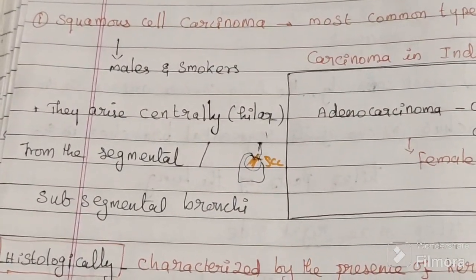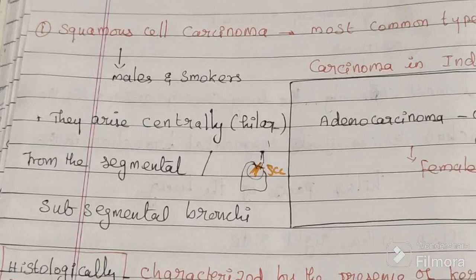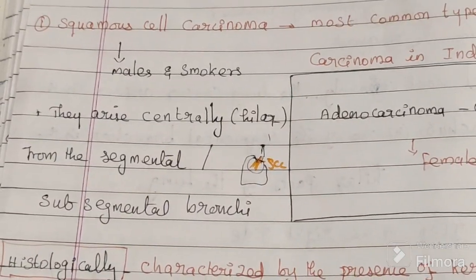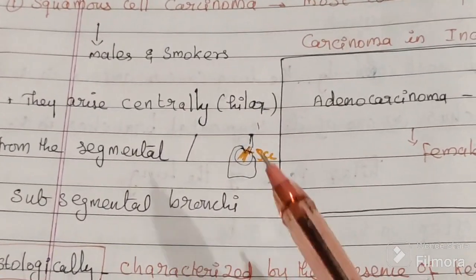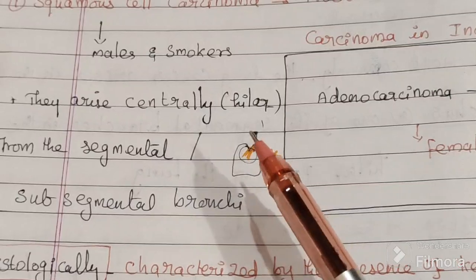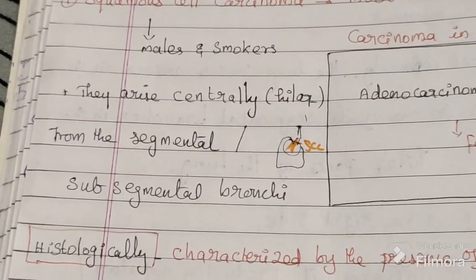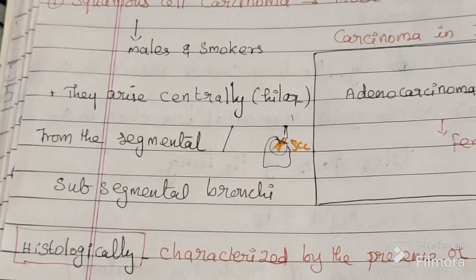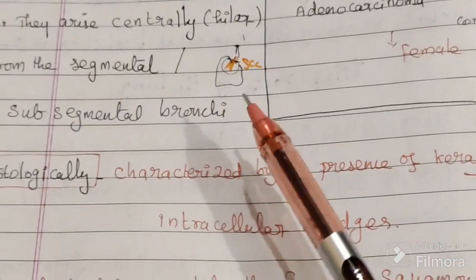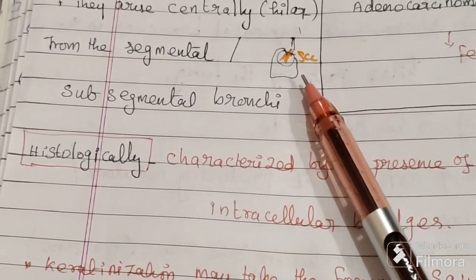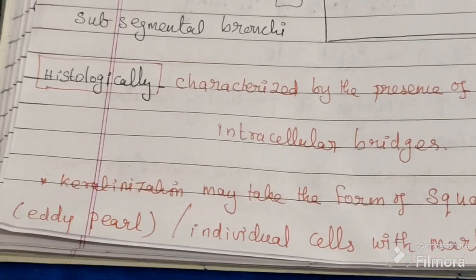Squamous cell carcinoma occurs centrally, so it is called the hilar type. Histologically, if we cut this and make a slide, see the picture.